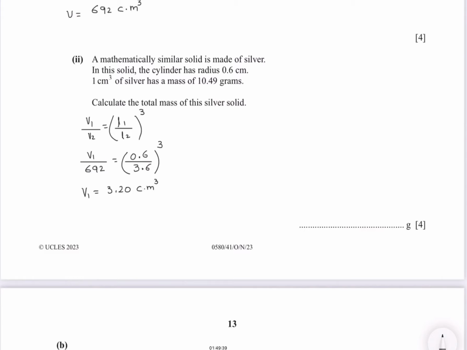Now solve it for V1. You got 3.2 cubic centimeter. So 1 cubic centimeter is 10.49 grams. So 3.2 would be how much? Cross multiply. So you got 33.6 gram.